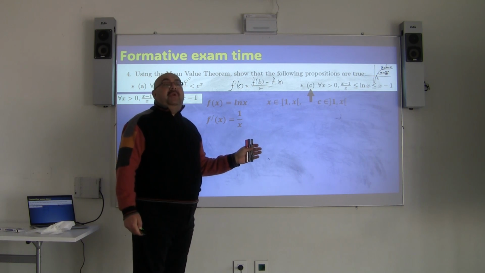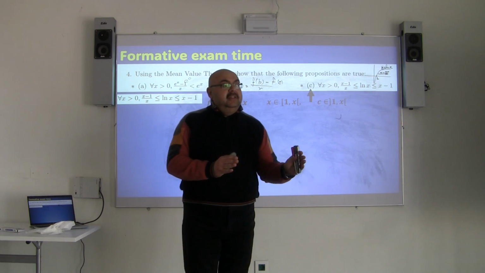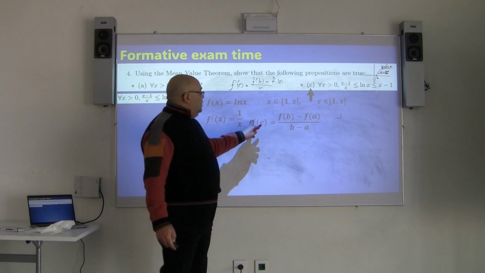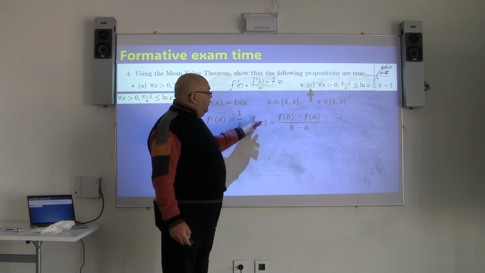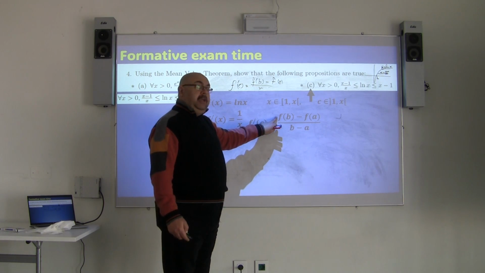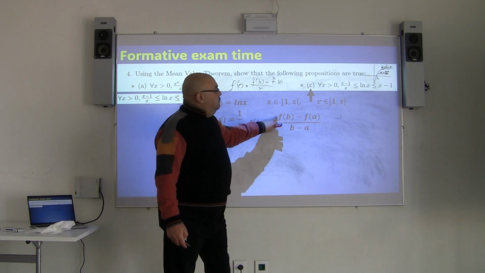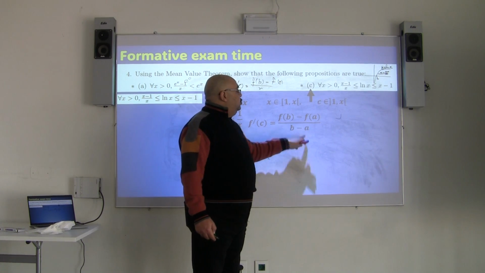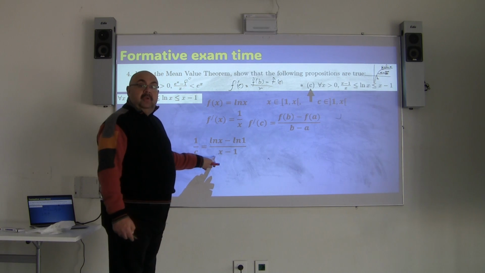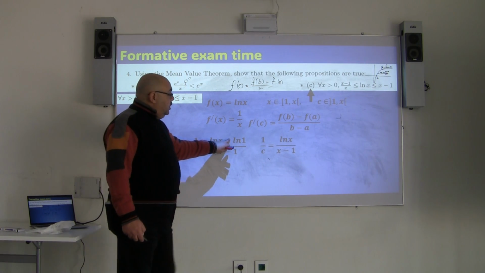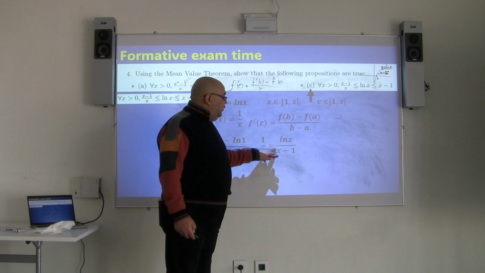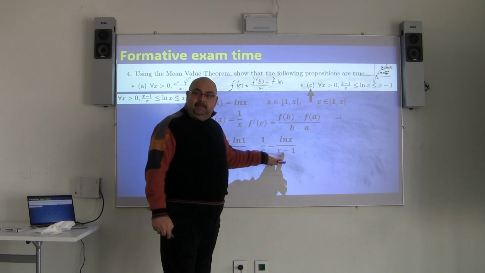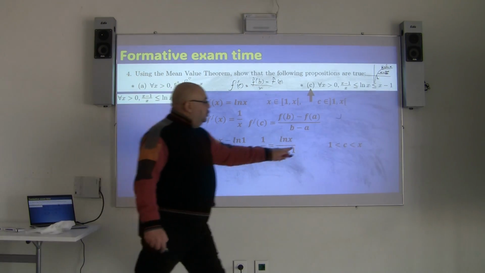Once more, what is the mean value theorem? f of b minus f of a, divided by b minus a, equals f dash c. I will give it a try. That's f dash c, equal to 1 over c, equal to f of b, which is ln of x, minus ln 1, which is going to be 0, divided by x minus 1. Of course, ln 1 is equal to 0, so now 1 over c equals ln x over x minus 1. Still, I know that c belongs to the interval between 1 and x.